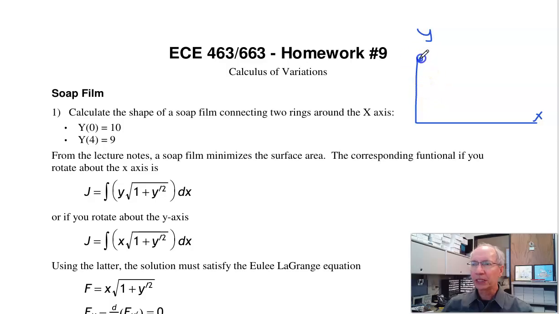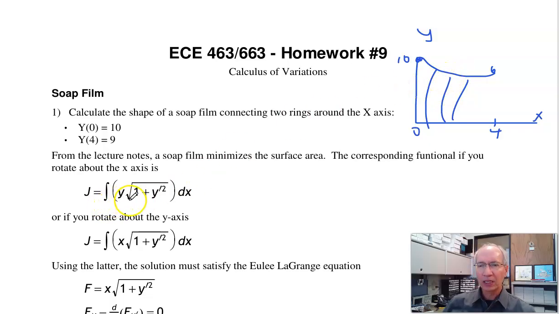The first endpoint is at x equals 0, y is 10; the second is at x equals 4, y is 9. So what's the shape of that soap film? It's going to rotate about the x-axis. Well, to do that, what I want to do is minimize the surface area. That'll be the y times the length. So here's the length weighted by y.